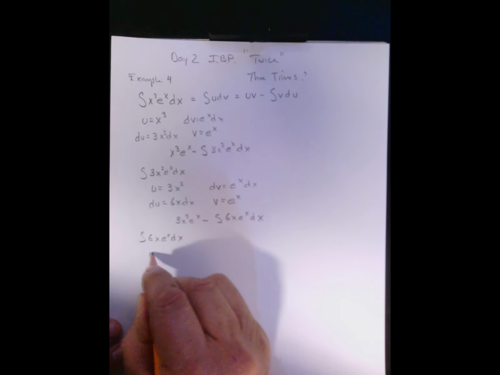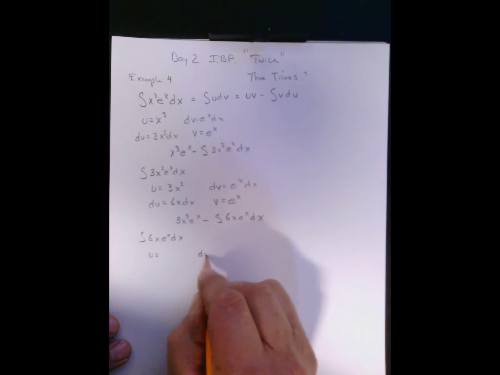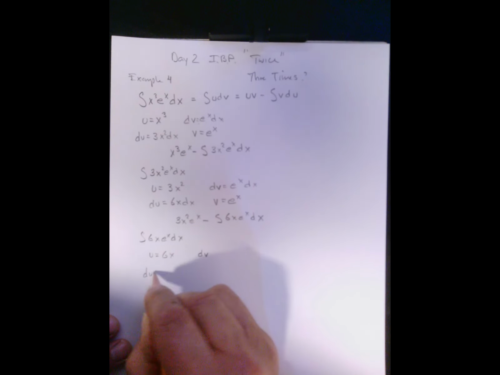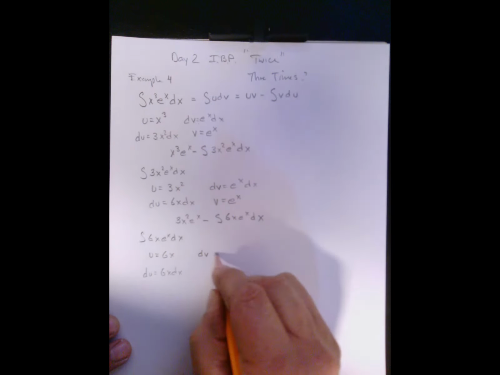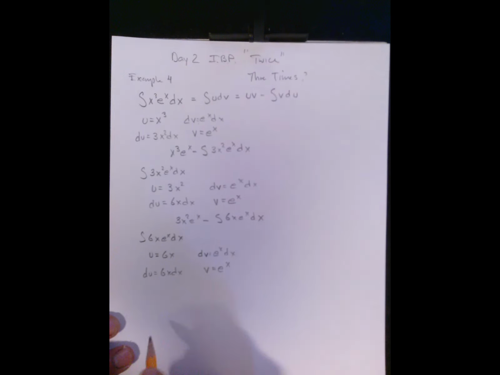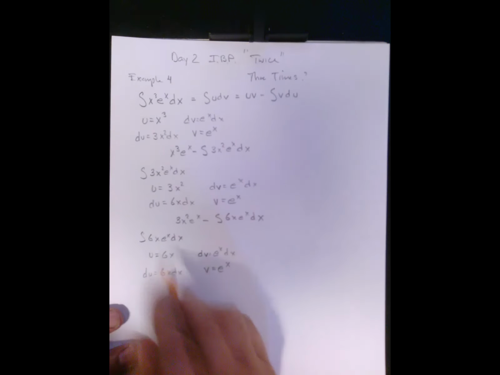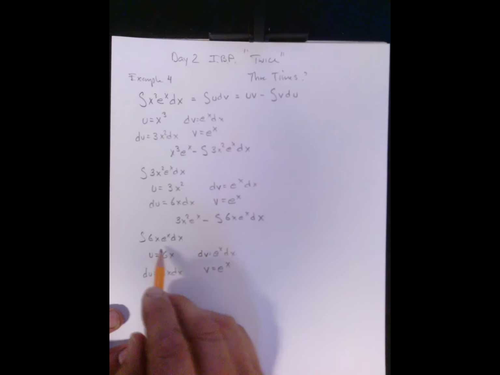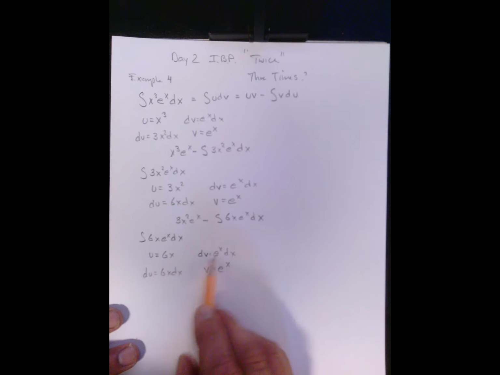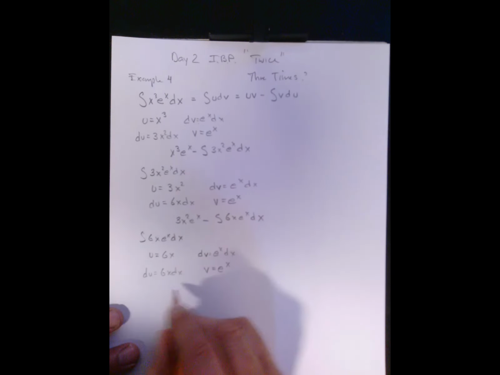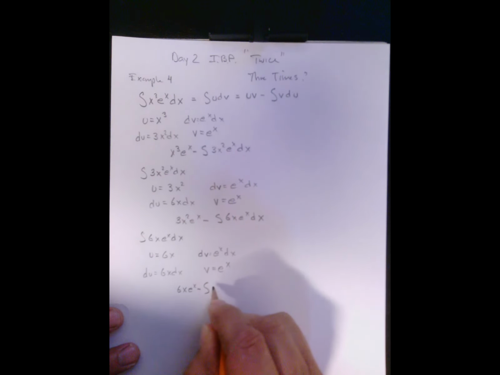Okay, fine. Now I need to make new choices for u and dv for this new problem. And I'll let u equal 6x. That would make du equal 6 dx. dv was e to the x dx, and v must have just been e to the x. So I'll rewrite this integral, which is a product of 6x and e to the x dx, which I called u and dv, has uv minus the integral of v du.